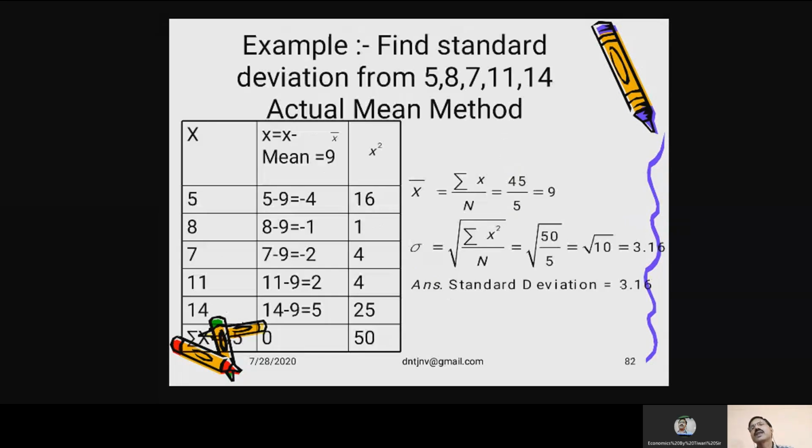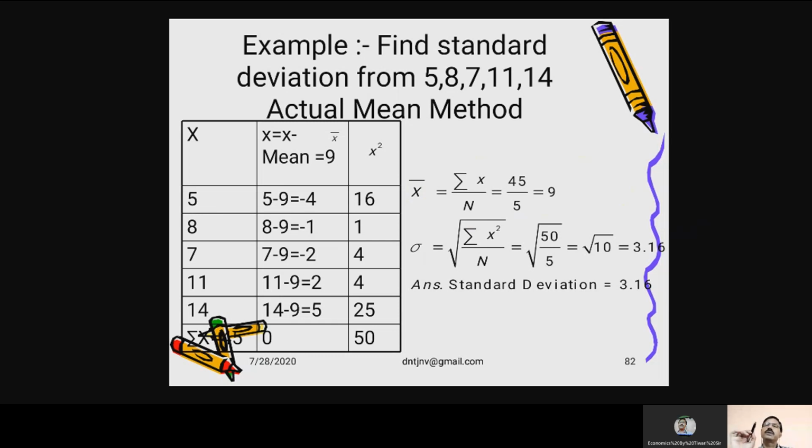Then you have to apply the formula of standard deviation. Dear students, find standard deviation from this given data: 5, 8, 7, 11, 14. First of all, we have to find out sigma x upon n. Sigma x is 45 and the number of items is 5. 9 is the value of your x bar.